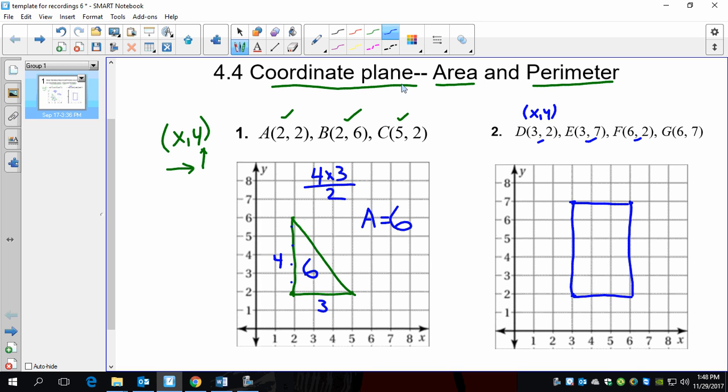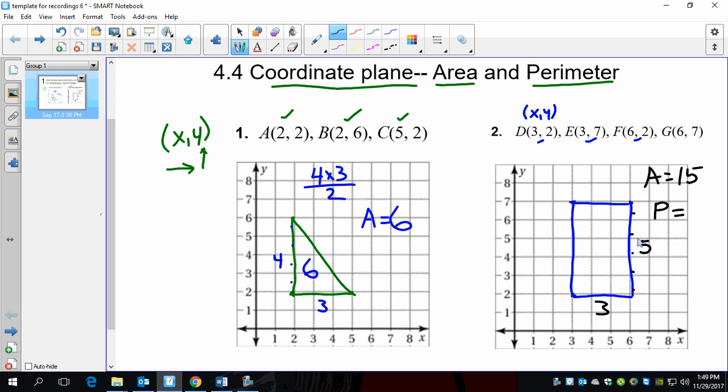We know this rectangle, the base is 3. We know the height is 5. Now for this one, we could find the area. The area would be simply 3 times 5 because that's the formula for area of a rectangle. And then we can take this one a step further. We can actually find the perimeter because we've got a rectangle. For perimeter, we just want to add the sides.